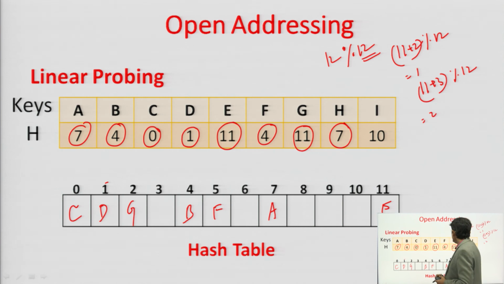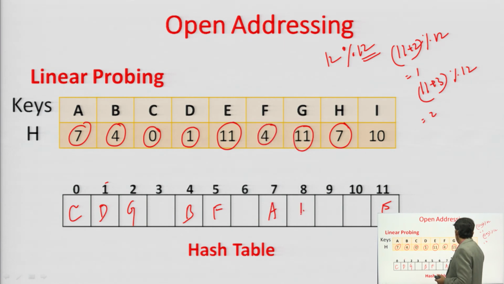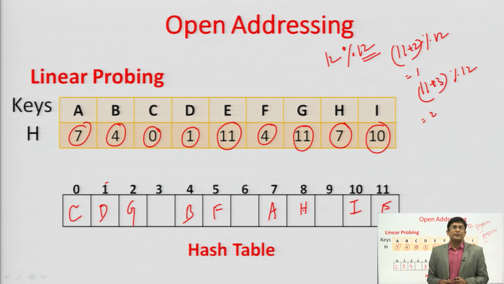H has a location 7, but 7 location is busy. So you find out 7 plus 1 and mod size, that means 7 plus 1, 8 mod 12. So this will give you a location number 8, and you can store your data item here. Then you have I, which has a 10 index, so you can store your data item I here. So this way the linear probing goes.